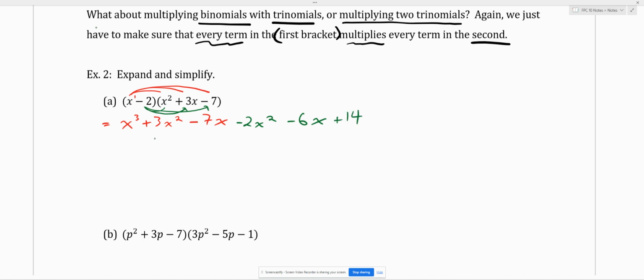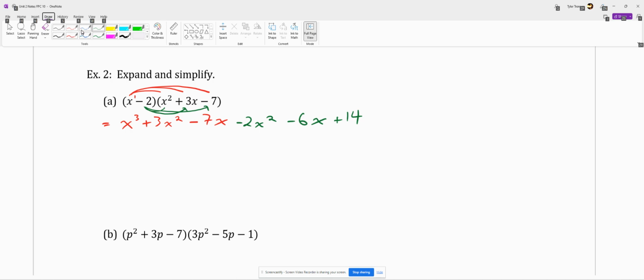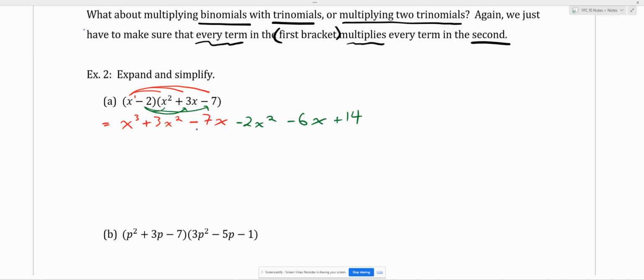All right, now we do have a few like terms here to deal with. So I can just work my way across. There's no other x cubed, so that one doesn't have any friends. But this 3x squared does have a buddy. So I'll do a little squiggly line to show that these two are like terms. And as I work my way across, I see, oh yeah, there's an x to the 1 and an x to the 1 here. So these as well are like terms.